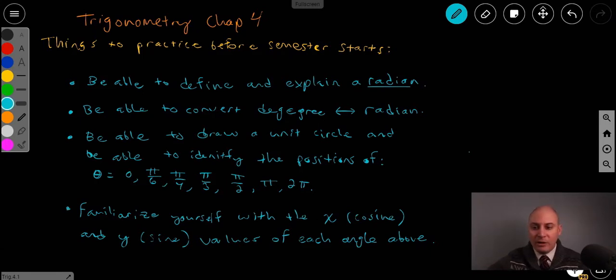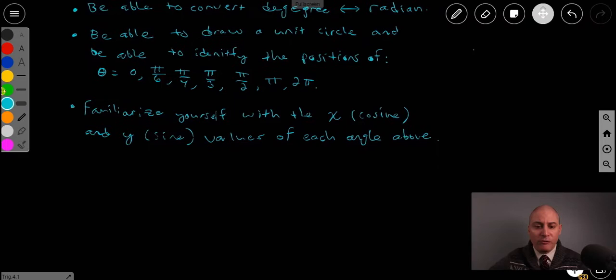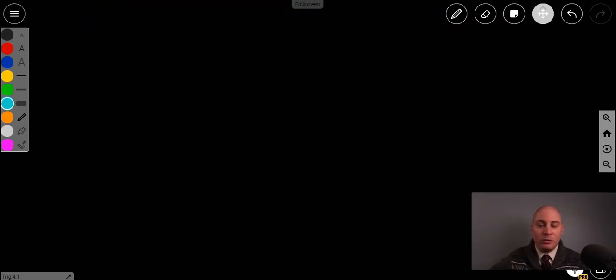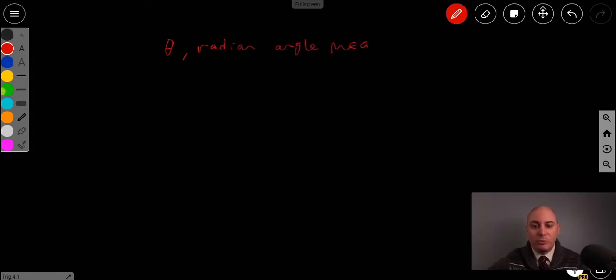Okay, so let's go right on ahead to this first part here, which is being able to define what a radian is. So a radian is an angle measure. So theta, radian angle measure. Like I said, I'll use theta as the variable when we're talking about angle measures. I think the best way to explain to somebody what a radian is, if they ask you, is you say, well, give me a circle, and tell me what you want the radius to be. And they might say, for example, let's just make it 3 inches, okay?